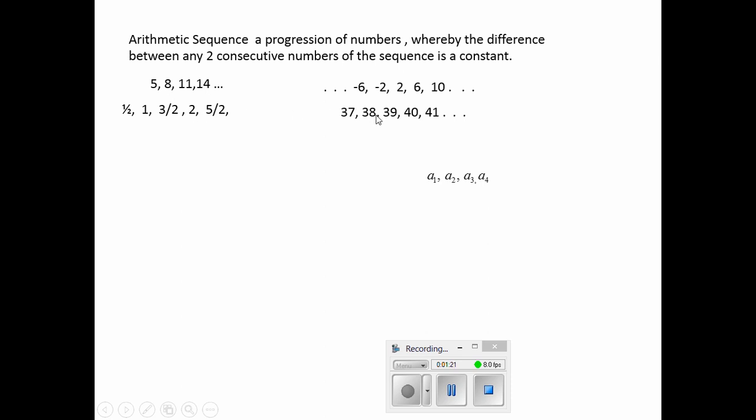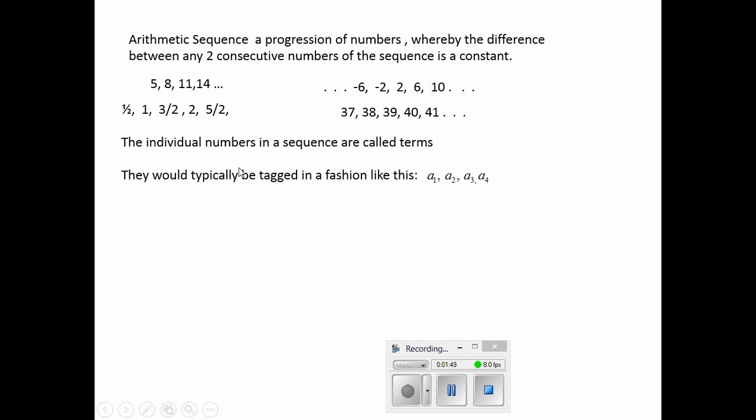Okay, this adds 1. So the arithmetic sequence is tagged, okay, as a progression of numbers whereby the difference between any two consecutive numbers of the sequence is a constant. 14 minus 11 is 3, 11 minus 8 is 3, so that's what tags an arithmetic sequence. 38 minus 37 is 1, so there's a common difference between consecutive terms. We call those things terms, and we might tag them: the first term A1, second term A2, A3, A4.